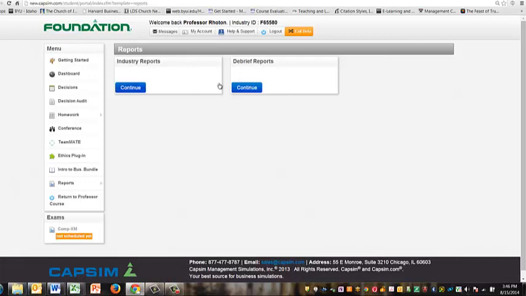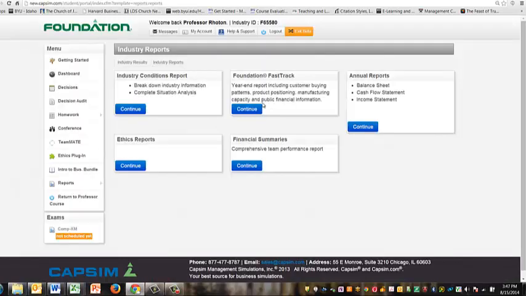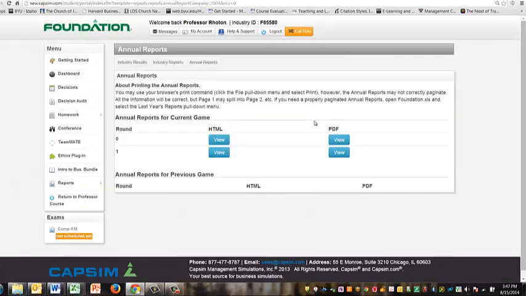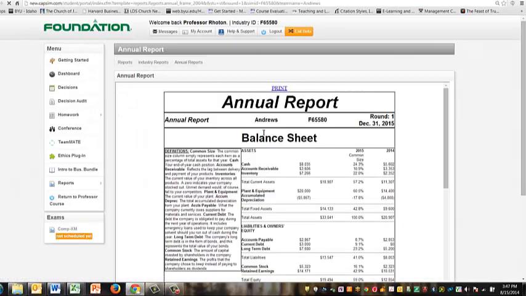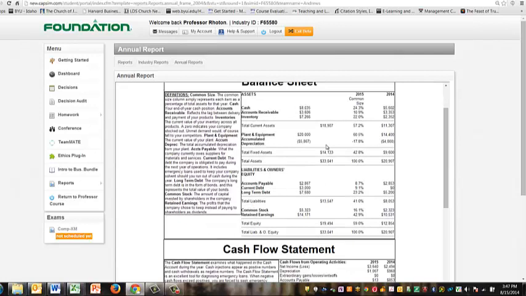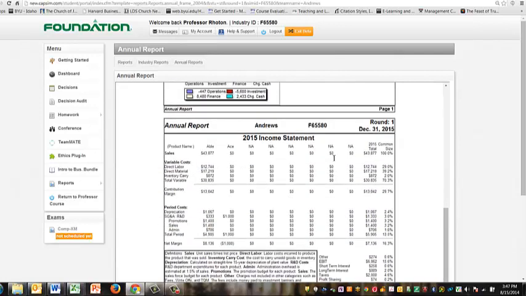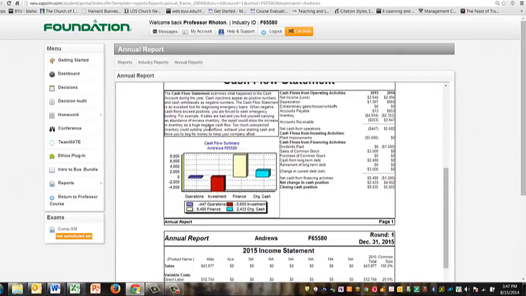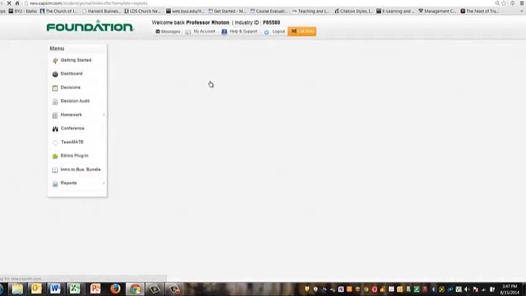Also in the industry reports section, they have annual reports. The annual report is more of a detailed breakdown of your balance sheet. It shows a common size balance sheet. It also shows the cash flow statement, and it shows your income statement by product, like by ABLE and then by ACE. You can see that ACE is just starting out to get researched and developed, and that shows that information there. That's in the industry reports.